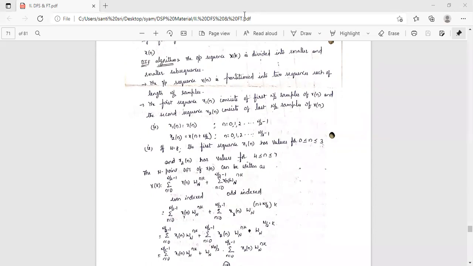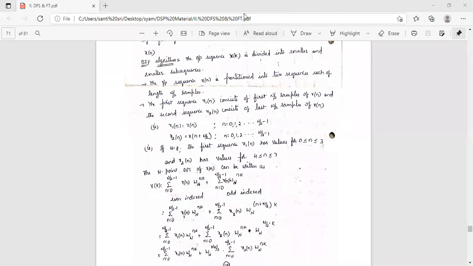Next, if N equals 8, the first sequence x1 of n has values for 0 less than or equal to n less than or equal to 3, and x2 of n has values for 4 less than or equal to n less than or equal to 7. So the N-point DFT of x of n can be written as X of k equals sigma n equals 0 to N by 2 minus 1 x of n into W_N power nk plus sigma n equals 0 to N by 2 minus 1 x of n into W_N power nk.